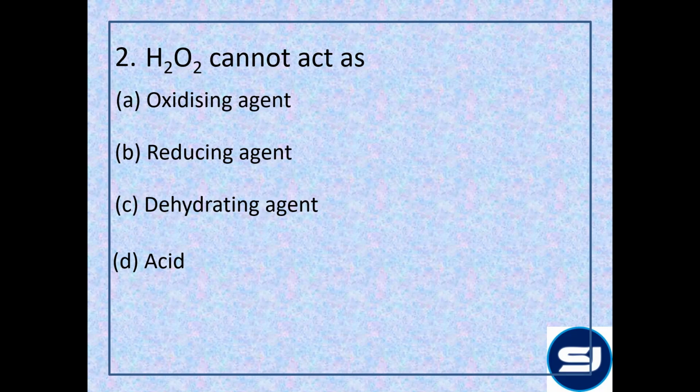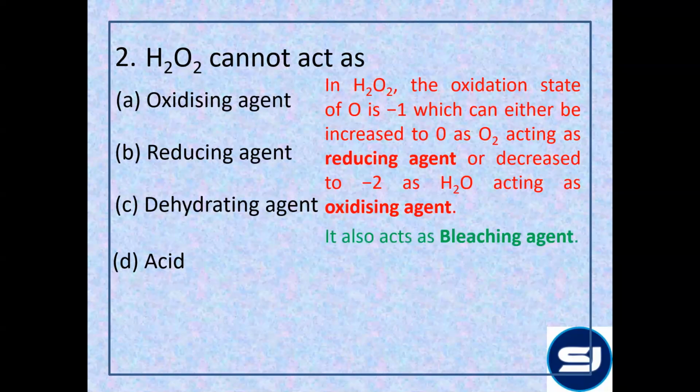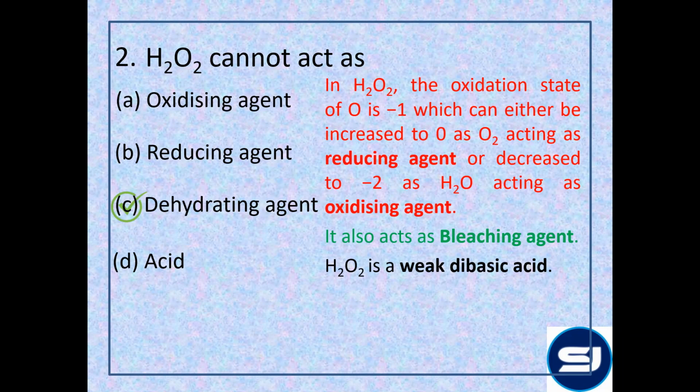So any element in which the oxidation state is in the middle, it can act as both oxidizing and reducing agent. Further, H2O2 जो है, it's a weak dibasic acid, so it definitely acts as an acid also, but it doesn't act as a dehydrating agent. So in H2O2, the oxidation state of oxygen is -1, which can either be increased to 0 or decreased to -2, and that's why it can behave as both. And it also acts as a bleaching agent. उसके अलावा it's a weak dibasic acid. Answer is dehydrating agent. So H2O2 oxygen release करता है, इसके लिए it is also a bleaching agent.